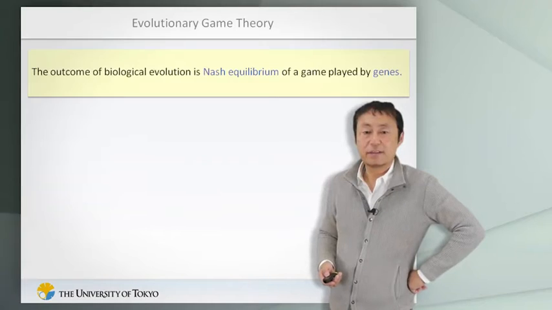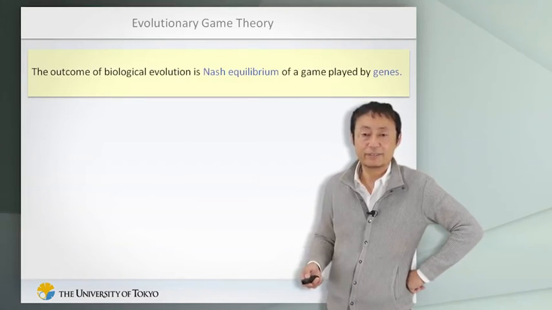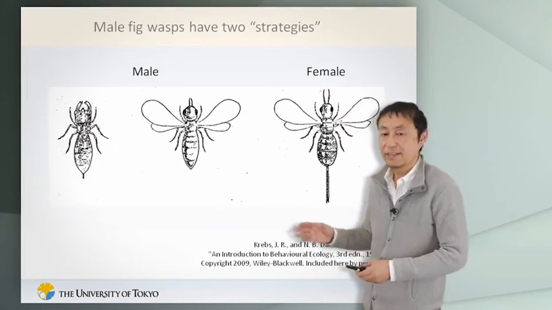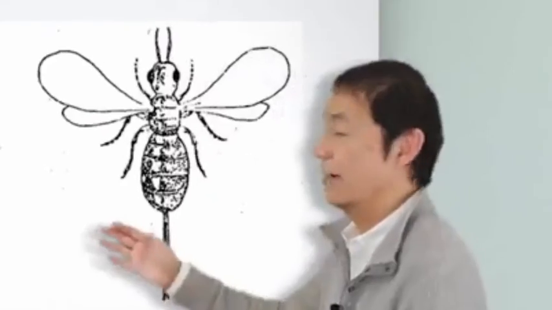Okay, so the basic logic of evolutionary game theory is that the outcome of biological evolution is a Nash equilibrium of a game played by genes. So let's apply this idea to the case of fig wasps. Okay, so this is the picture of fig wasps.